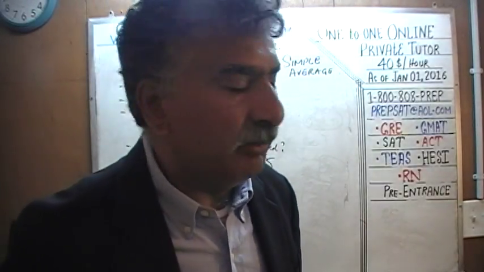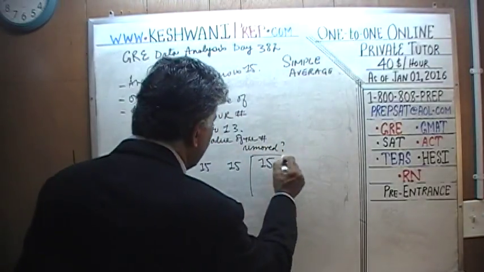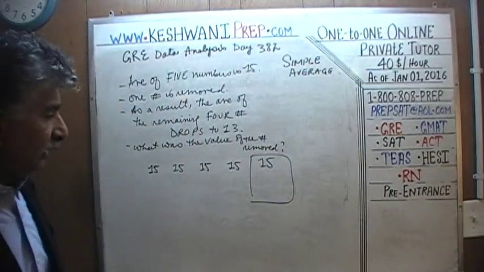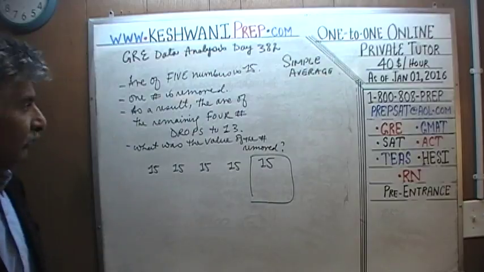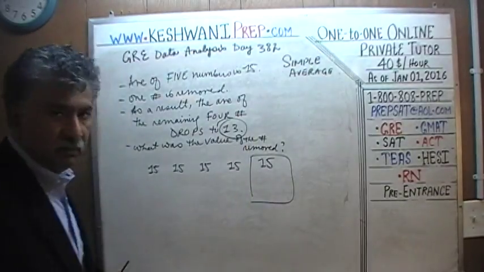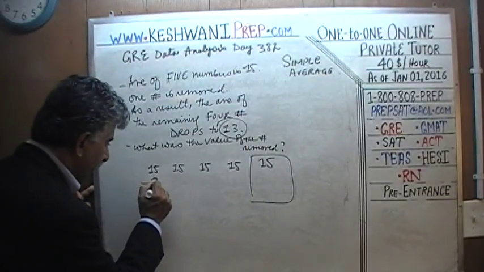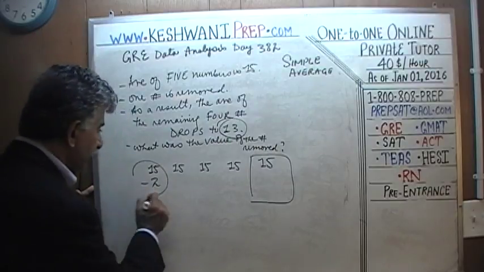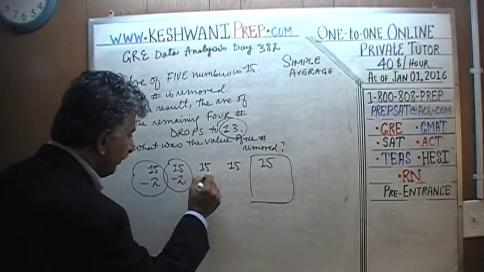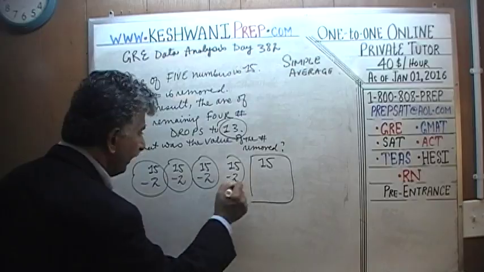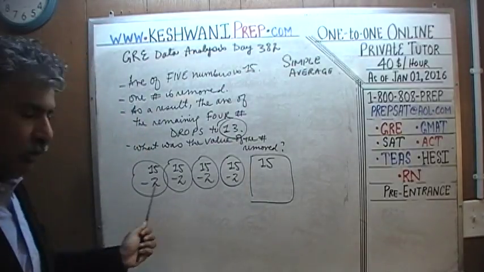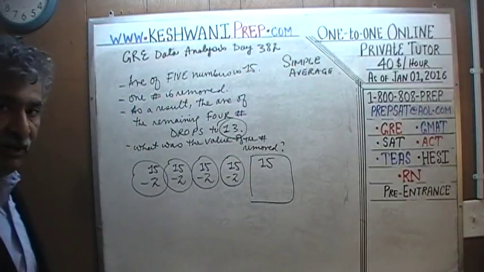We're going to remove one number. Let's remove this guy, and as a result, the new average of the remaining 4 drops down to 13. We have to take away 2 from this guy, so it's 13. We have to take away 2 from this guy. Take away 2 from each of them. They are all 13s now. And if they are all 13, of course, the average is 13.